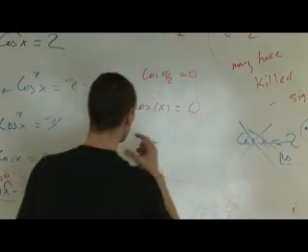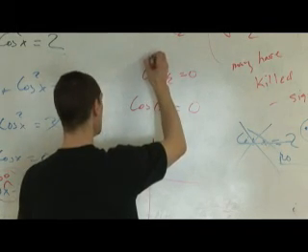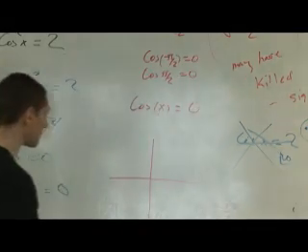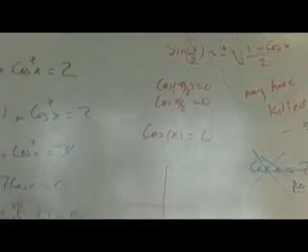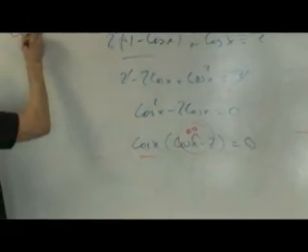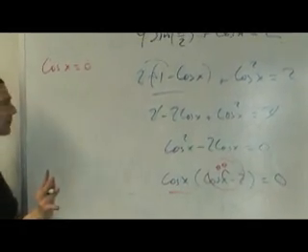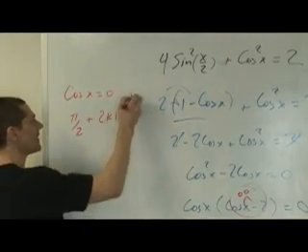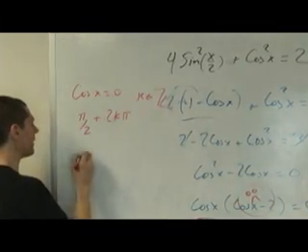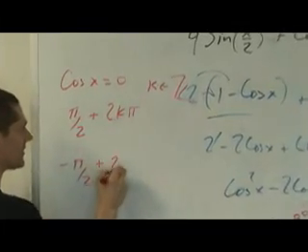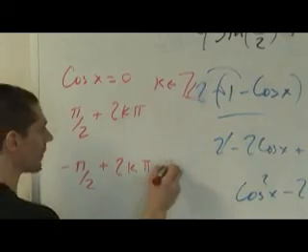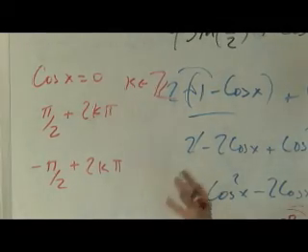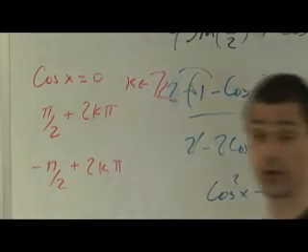And yes, it is, because cosine is an even function. Cosine of negative pi over 2 is equal to 0 as well. So once again, cosine x equals 0 has two distinct branches: pi over 2 plus 2k pi, where k is an integer, or negative pi over 2 plus 2k pi, where k is an integer. Number one, are these in fact different roots of the solutions? And yeah, they are, but I'll show you in a minute why they are.